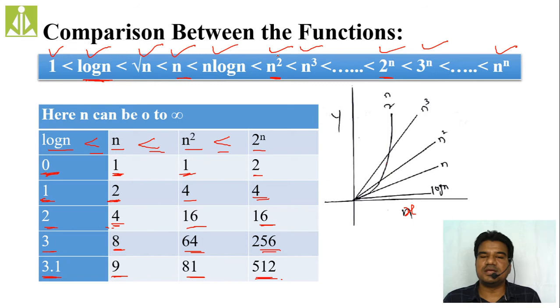Sometimes we are getting order of 1, sometimes order of log n, sometimes order of root n, sometimes order of n, order of n log n, order of n square, order of 2 power n, like that we are getting. So suppose you have got two algorithms, algorithm 1 and algorithm 2, let us assume.